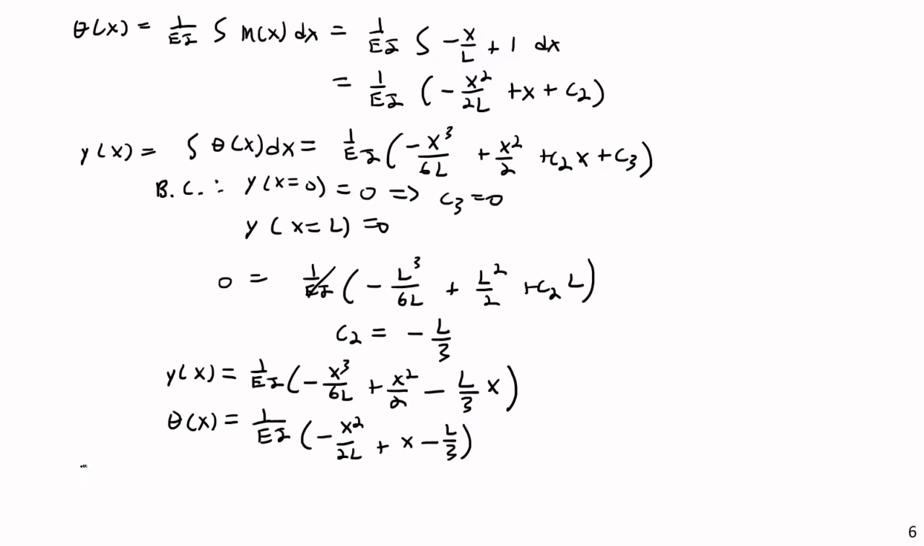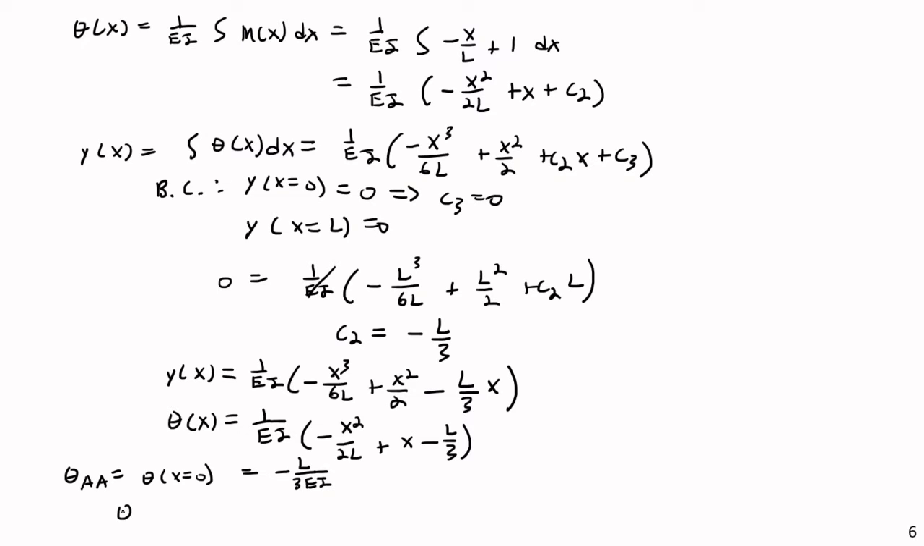And then I can go get my theta AA and my theta BA. Theta AA, the rotation at A caused by the unit couple at A, is just going to be equal to theta at x equals 0. If you plug 0 into this, you will get that this is equal to negative L over 3 EI.